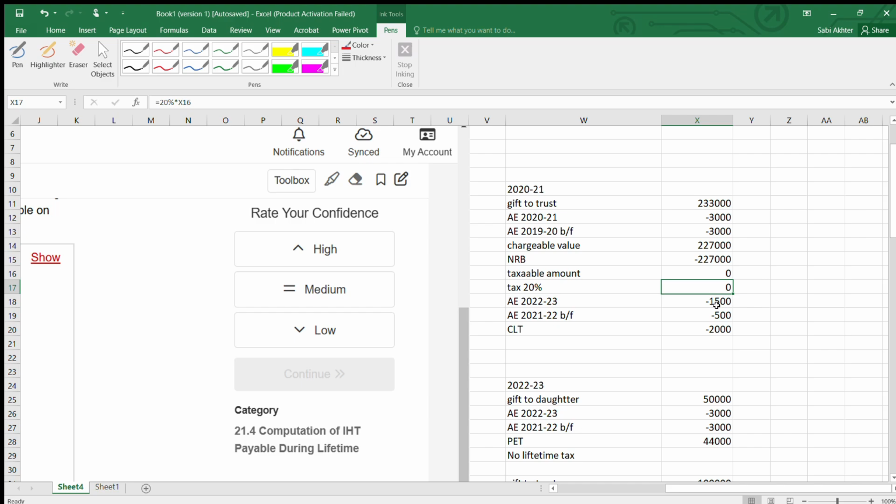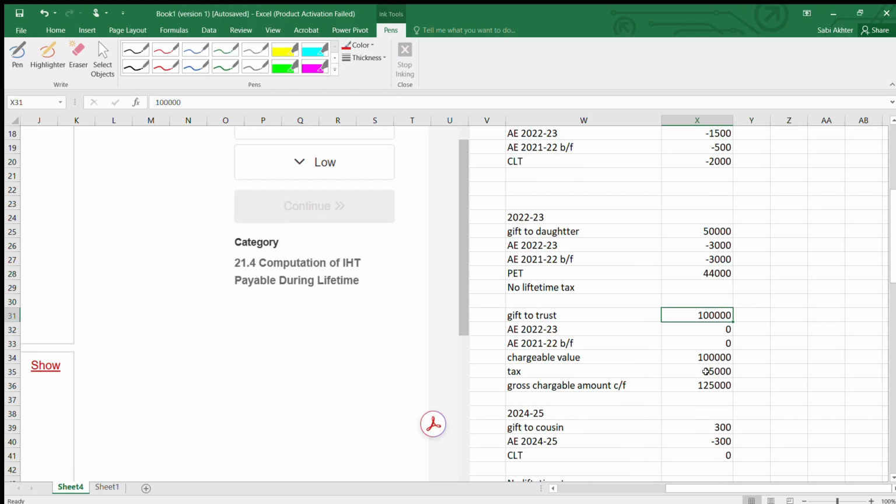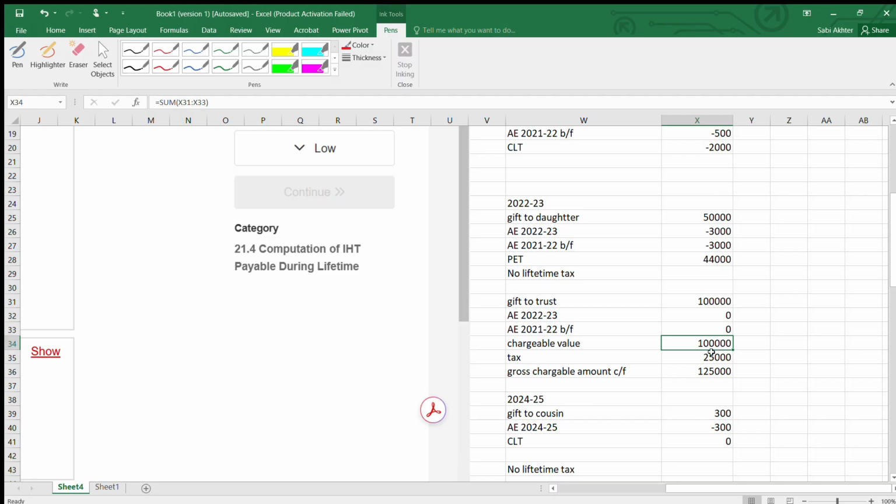Now moving on to the next. When you are giving it to daughter, here 50,000. Here there is no change, this is PET, it remains at 44. Moving to the trust, here the impact will come in the last one. Here out of 325 you have utilized how much for the first gift? 227. So the balance you can utilize here. So 325,000 minus 227, the balance 98,000 you can utilize here against the nil rate band.